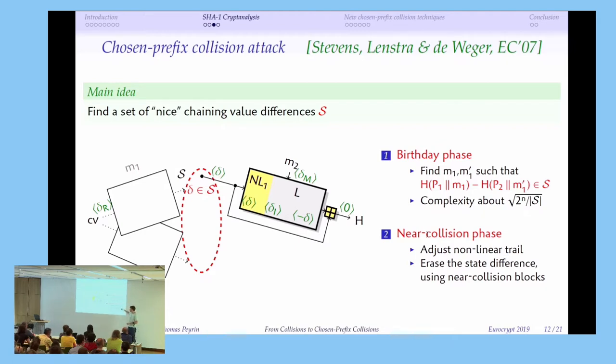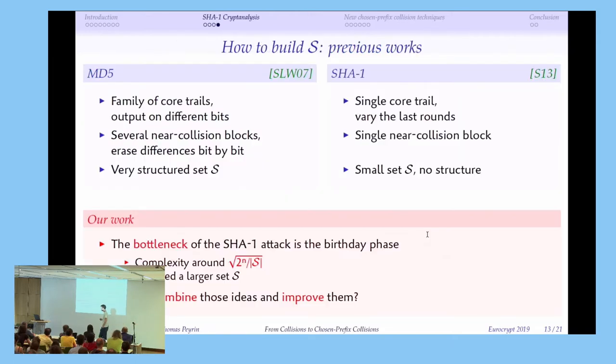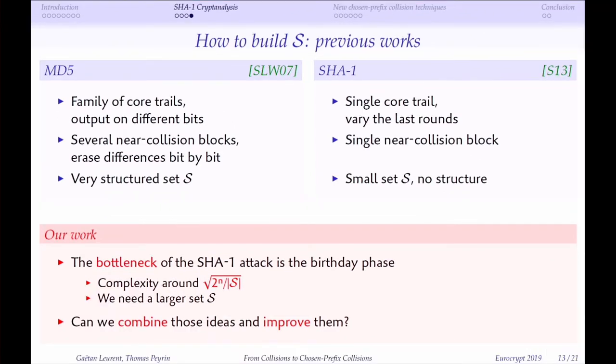Then you have a phase where you use several blocks of near collision, and you erase your difference because you assume that it's nice, so you know how to do it. So what kind of differences are nice? Well, there have been two variants of those attacks proposed so far. On MD5, we use several trails that are different, so they affect different bits of the output, and therefore you can cancel differences bit by bit, and this gives you a nice structured set that you can define easily.